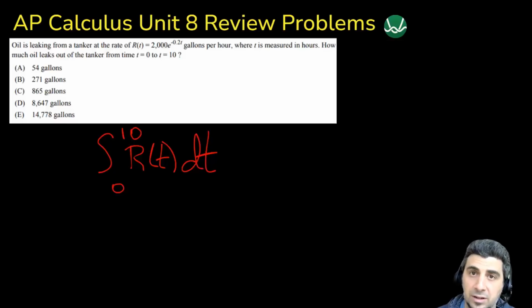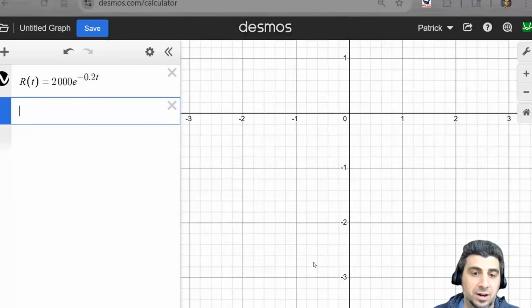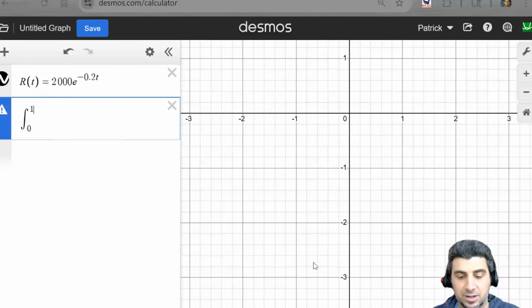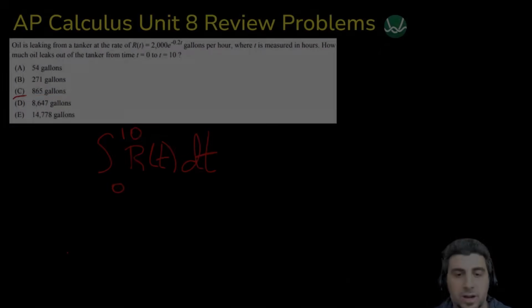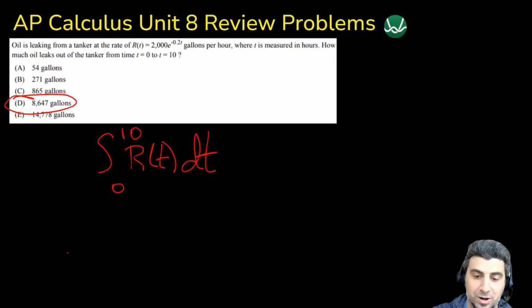So let's hop over to Desmos and calculate this integral. So we have our rate function in there, capital R, and then we just type integral from 0 to 10, capital R of t dt. We have roughly 8,647, which was one of the choices, so that's our answer. So we got choice D here. All right, we're crushing these.